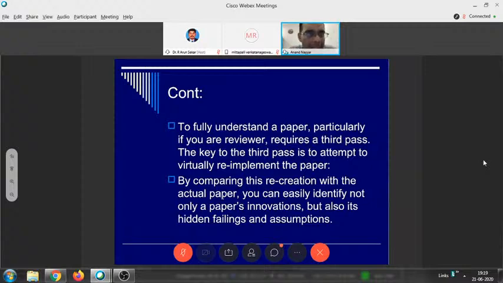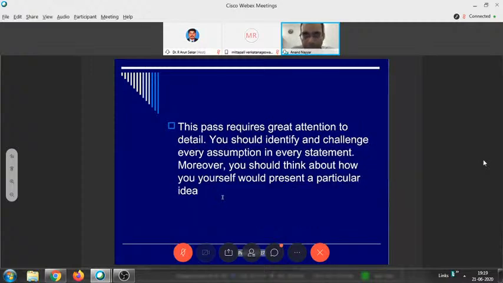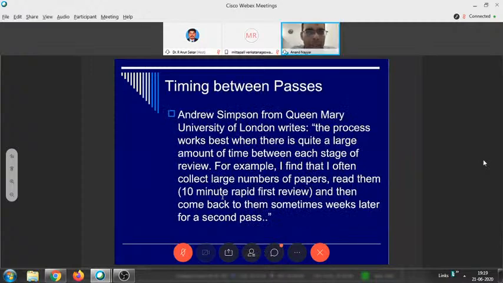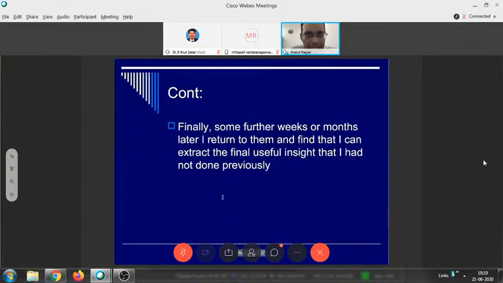I'm going to show you some of the texts, to show why the paper is to be read, how it is to be read, and why your papers are not getting cited. The main thing is the timing should be properly correct, and you should have at least 10 minutes in a proper review. After that, go for some further weeks, find some more information, and then try to contact the authors: okay, sir, I selected your paper, can you explain these things to me?